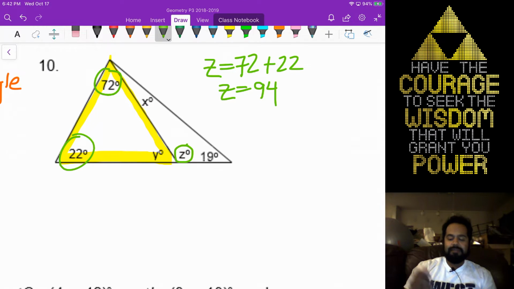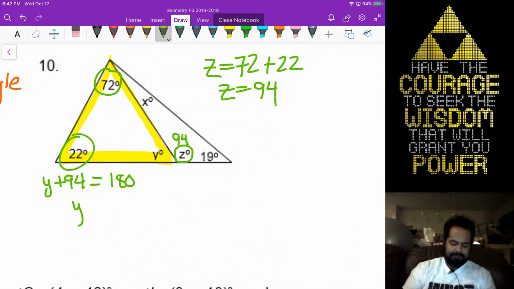Now this is going to be helpful because if I want to find y, I've already kind of done 90% of the work. Now I just need to do 180 minus the 94, because again, y plus 94 form a straight line. So we have 180 degrees again. So then I believe we're going to get 86.